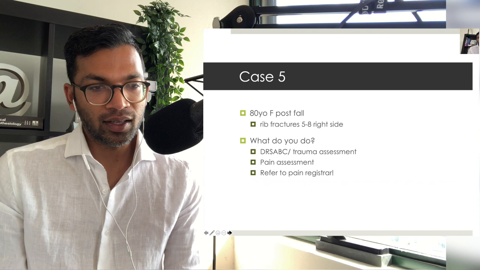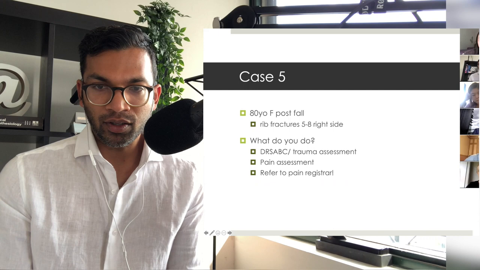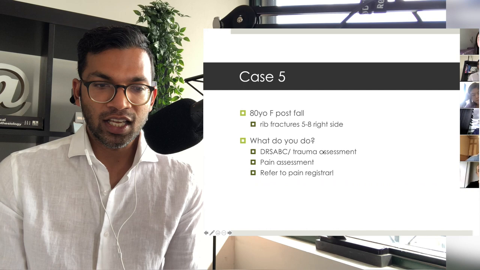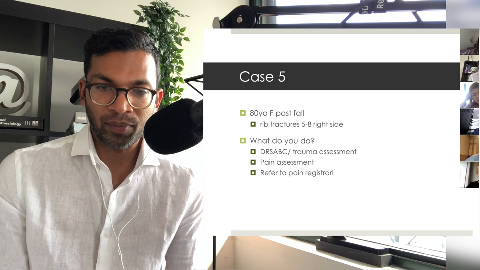So, an 80-year-old female post a fall, with rib fractures, say on the 5 to 8 on the right side. What do you do? You want a full doctor's ABCD assessment, a trauma assessment, and then a pain assessment. And then you know that this patient's going to be in a lot of pain. So you'll refer to the pain registrar.